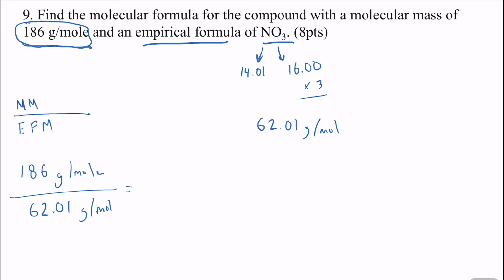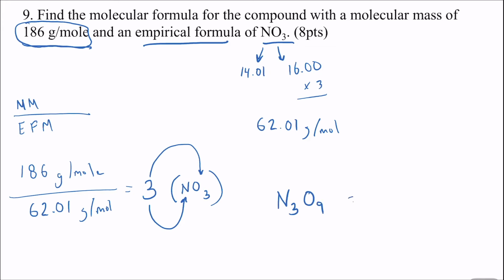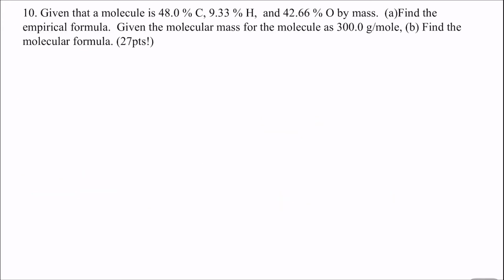Okay, so we do this. We get 3, all right? Now you have to distribute this 3 by what they gave you for the empirical formula. So it's going to be 3 times the N and then 3 times the O. So it's going to be N3 and then O9. And that's going to be the molecular formula.